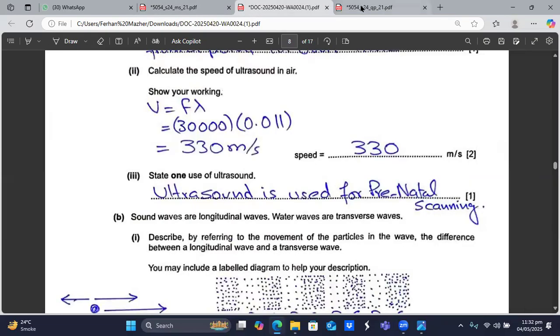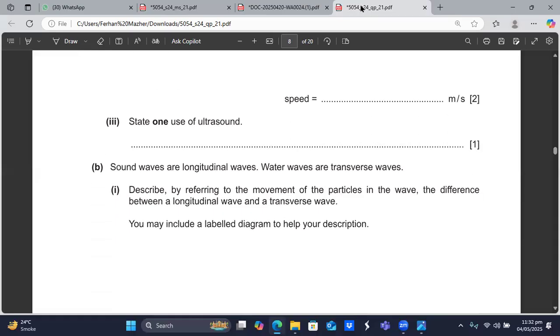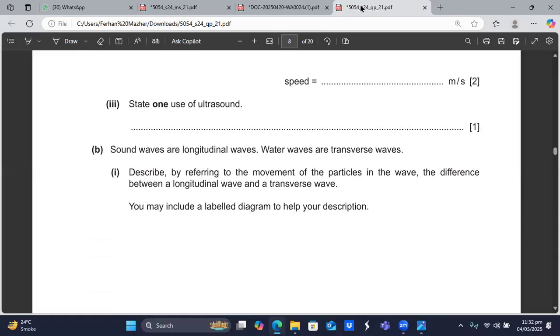I hope you understand. Okay, then question number 4 is the third part: state one use of the ultrasound. One use of the ultrasound is that it is used for cleaning jewelry. Ultrasound is also used for prenatal scanning. You can write that.